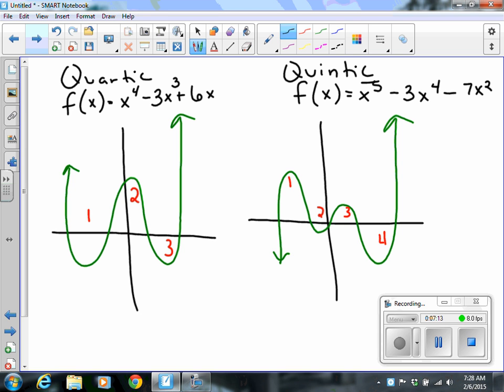Something you might have picked up when we were drawing these: if I have an even degree, notice the ends of my graph are going up. If I have an odd degree, this is just in general here, one goes up and one goes down. I should say, depending on whether it's positive or negative, if you have an even degree, they're both going to go in the same direction. If you have an odd degree, they'll go in opposite directions.